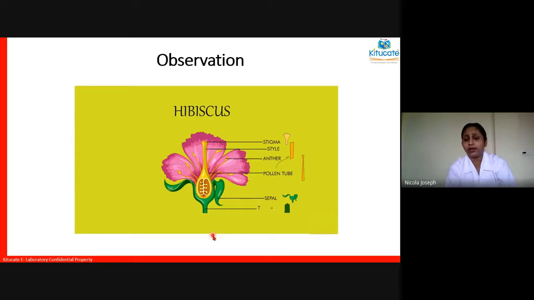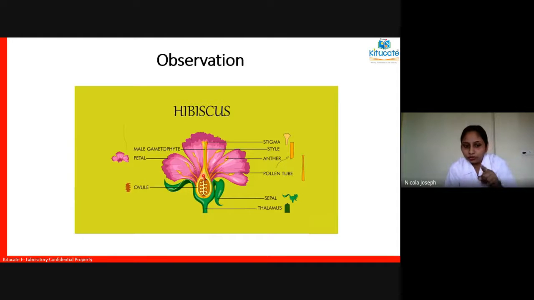Now you can see the center portion. The center portion is called the pistil, which is on top. The pistil is divided into 3 parts. That is stigma, style, and ovary. What are the 3 parts? The stigma, style, and the ovary. The top part is the stigma. The thin tube-like structure is the style. And there is a bulging portion at the end, a round thing, which is called the ovary.